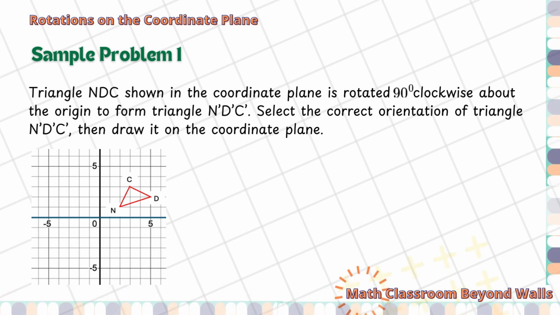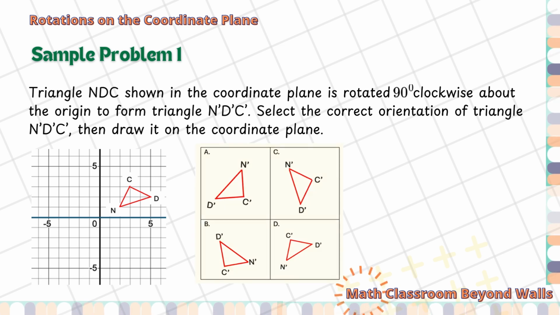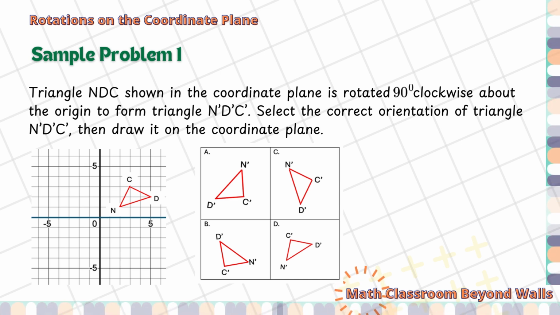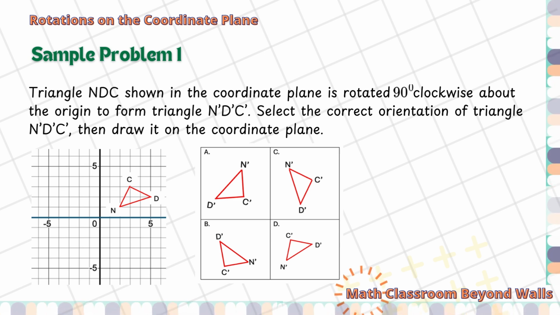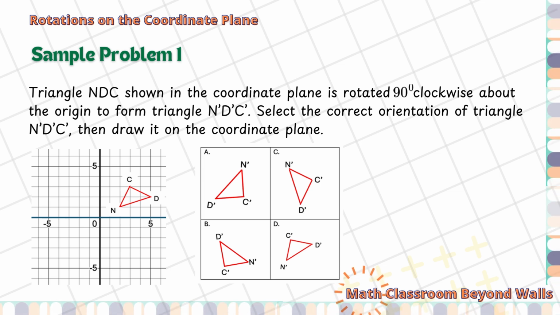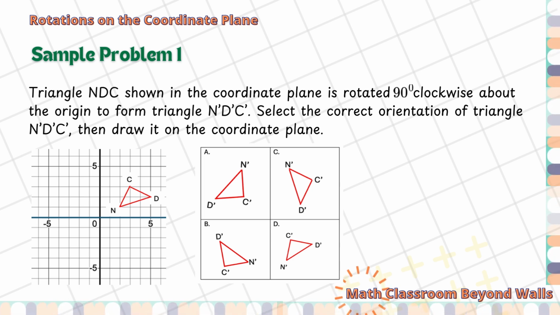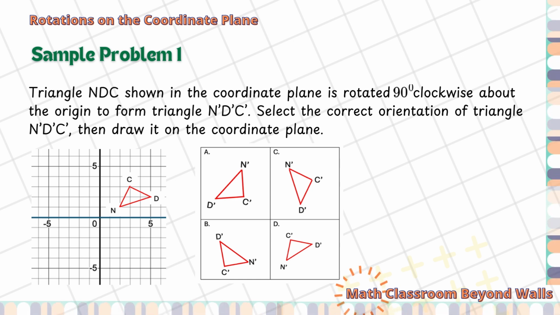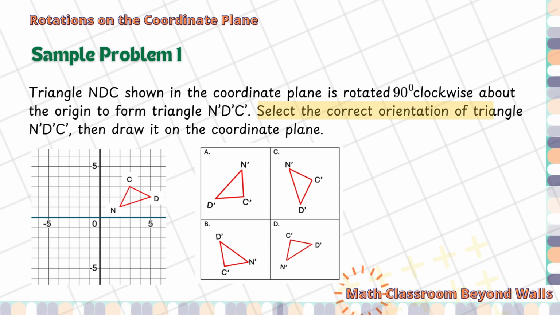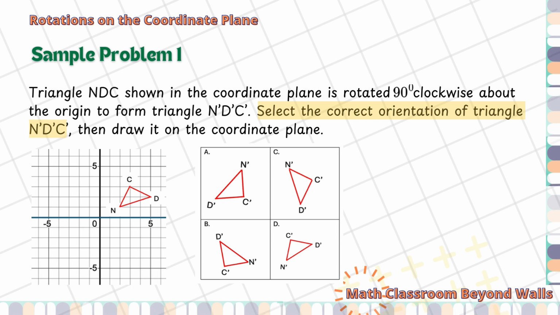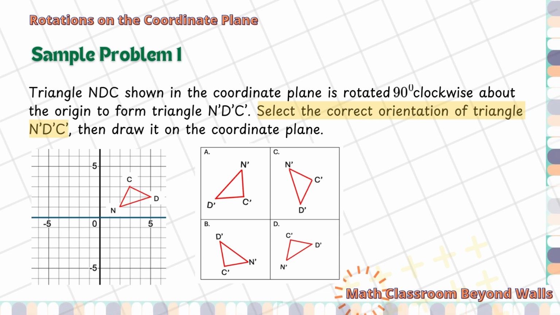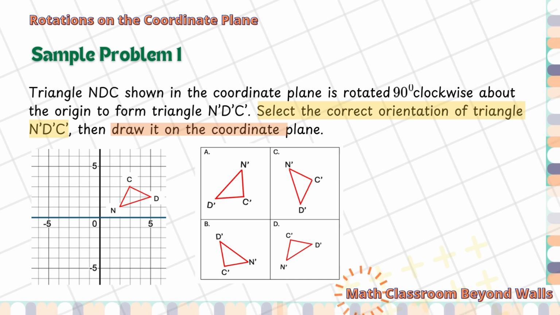The options for the first question are here. Okay, so we begin by reading the whole problem and may read it several times when needed to know what we are looking for, to determine what are given, and to figure out how the given information help find what we are looking for. What are we looking for here, learners? There are two things that we're looking for here. First, we have to select the correct orientation of triangle N prime, D prime, C prime from the given options. Second, we are to draw the image on the coordinate plane. An illustration is given.